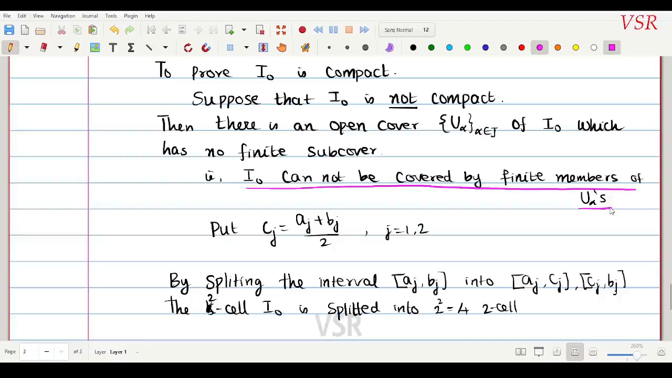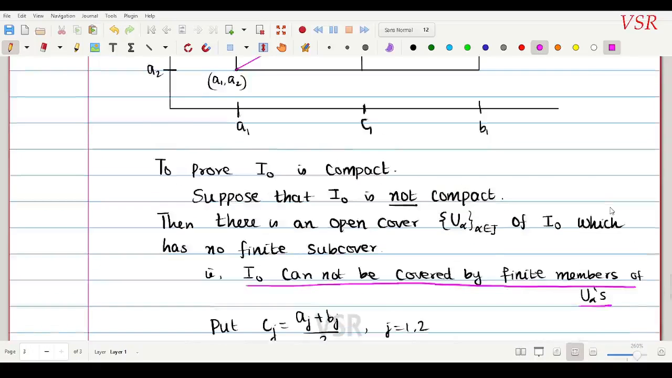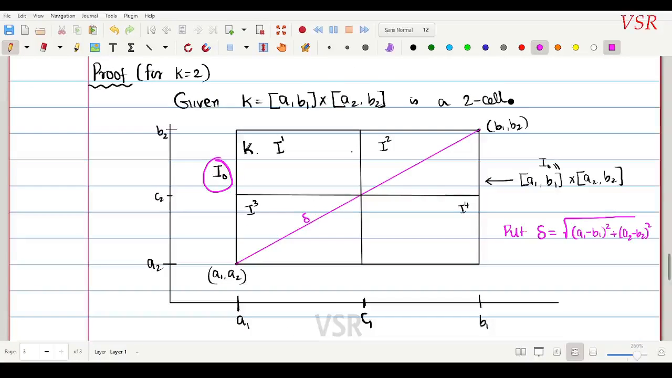ஃபைனைட் மெம்பர்ஸை வச்சு கவர் பண்ண முடியாது. அப்படின்னா then I can say that இந்த 4 பேர்ல I1 I2 I3 I4, இந்த 4 பேர்ல எவனோ ஒருத்தனை ஃபைனைட் மெம்பரால கவர் பண்ண முடியாது. கரெக்டா? அப்படி சொல்லலாமா? சார் எப்படி சார்? அப்படின்னா இந்த 4 இதையும் ஃபைனைட் மெம்பரா கவர் பண்ண முடியுது, இதையும் முடியுது, இதையும் முடியுது, இதையும் முடிஞ்சா எல்லாத்தையும் ஃபைனைட் மெம்பரால கவர் பண்ணிடலாம்ல.